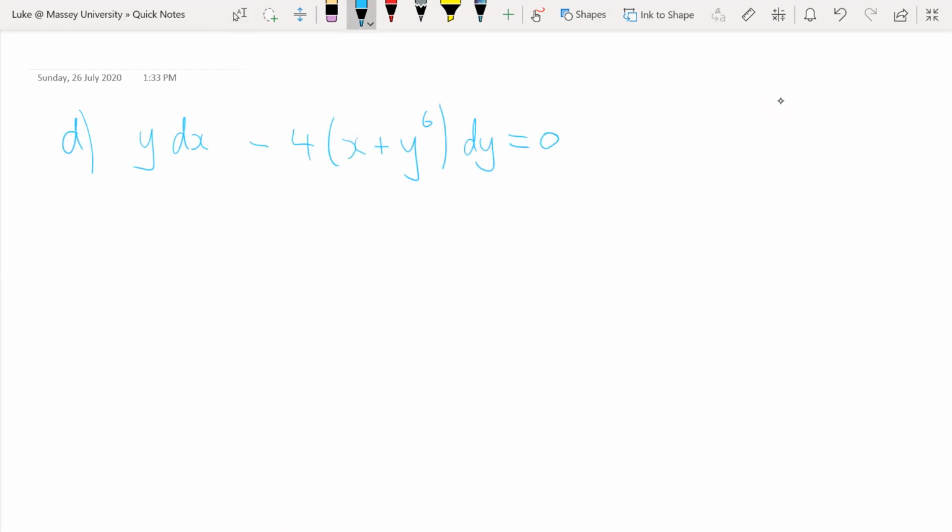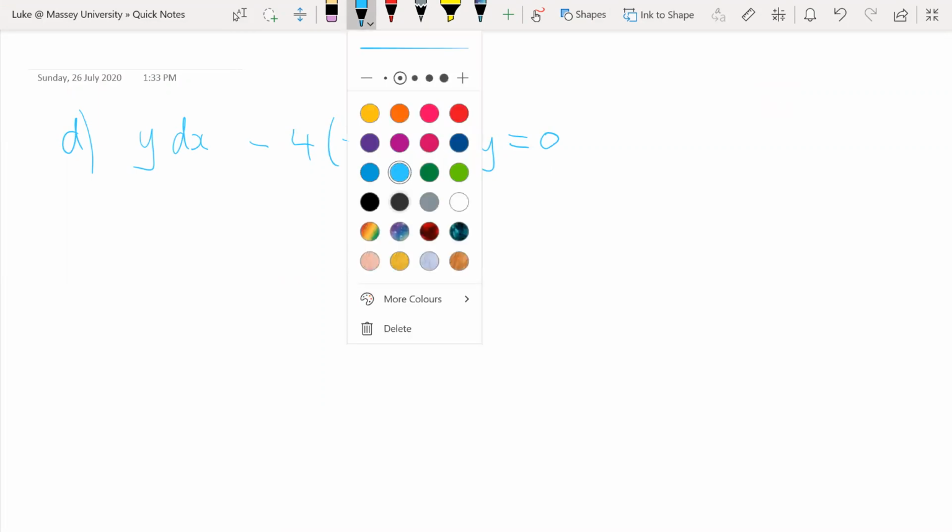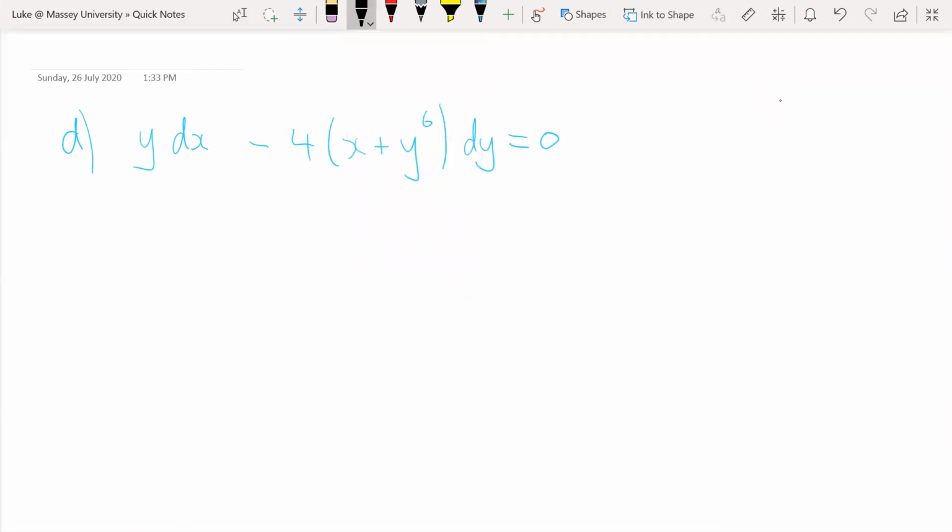So maybe let's start with this one. I'm just going to change the color. I don't like that blue. Let's go black. So I want to rearrange this equation here to try to get a differential equation that I know how to solve.